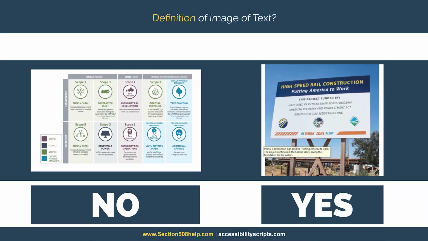All right, now on to images of text, right? So what's the definition of images of text? Well, on the left, we've got this great infographic, and we can see here that we've got text inside. Now it looks like a table, but it's actually not. This is a visual graphic that was created, and in here, all of this text happens to be readable, selectable text.